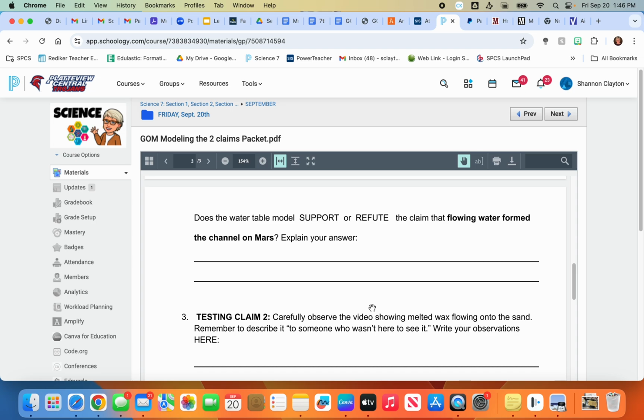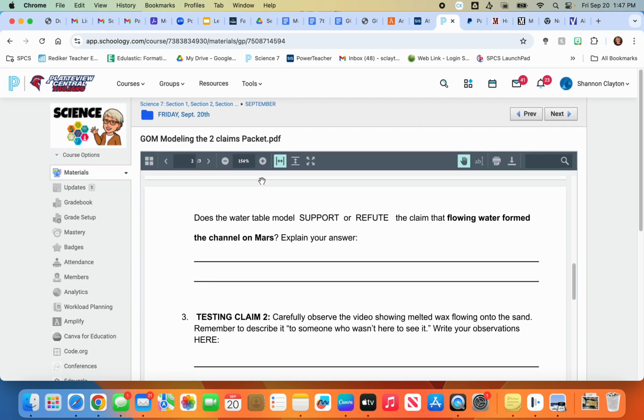And then the last question having to do with claim number 1 is this one. Does the water table model support or refute the claim that flowing water formed the channel on Mars? And explain your answer. Remember, in order for it to be supporting, it has to look like a channel. So if you say it's supported, that means it has to look like a channel. Remember the definition of a channel. Use the definition of a channel to explain why that supports it. If it doesn't look like a channel, then say it refutes it, and use the definition to explain why it refutes it.